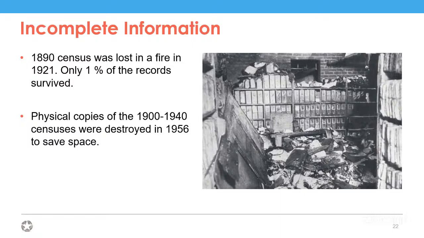Also, physical copies of the 1900 to 1940 censuses were destroyed in 1956 to save space. However, some of these had been very poorly filmed. Technology has come quite a long way, as well as an understanding of the importance of making clear copies. So a lot of it is completely illegible. There's just no way to read it at this point, especially for 1910.